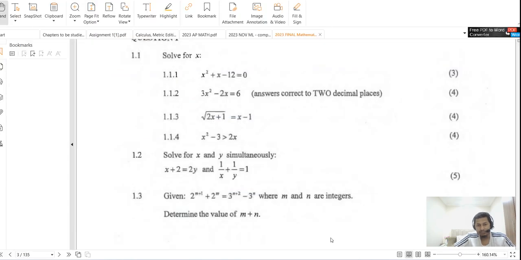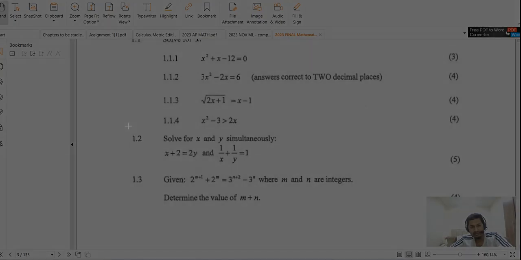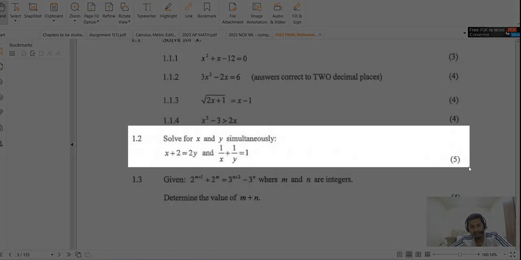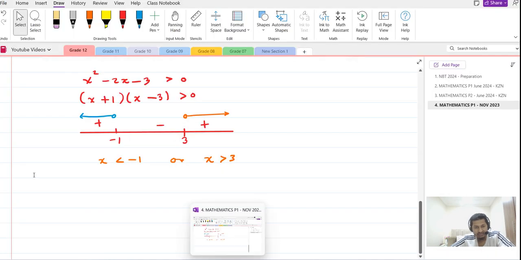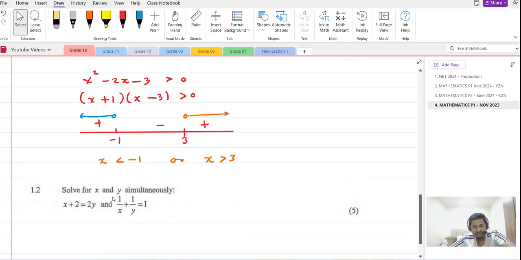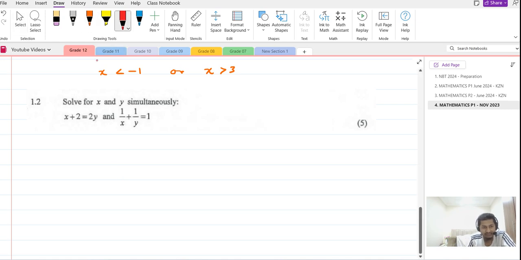Moving on to the next question, we want to solve a simultaneous equation here. It's a nice simultaneous equation because it's something different. Usually they give a quadratic there, but see how it's written. So no issues. We're going to solve for x or y first. So let's solve on this side. We're going to solve for x first. So x is equal to 2y minus 2.